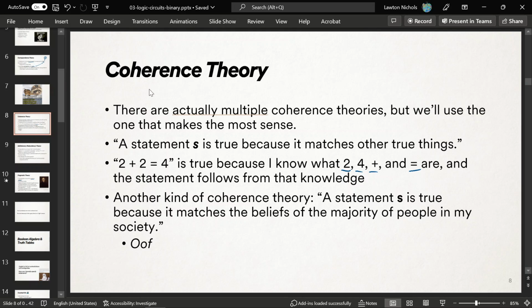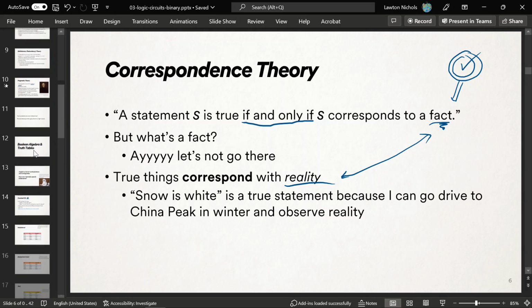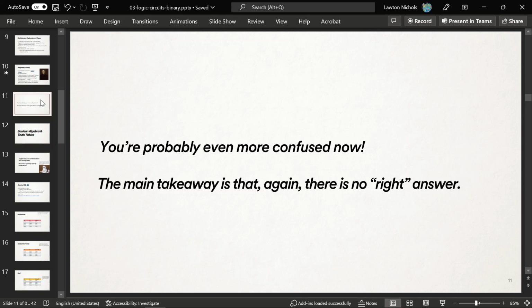Maybe you think, like, I have some views that align with coherence theory. I have some views that align with correspondence theory. At least you have a name to attach them to now. That's all I wanted to give you. All right. Are you ready to move on to something completely different?